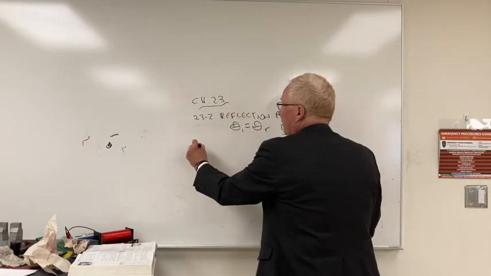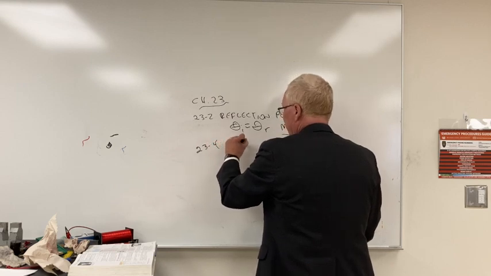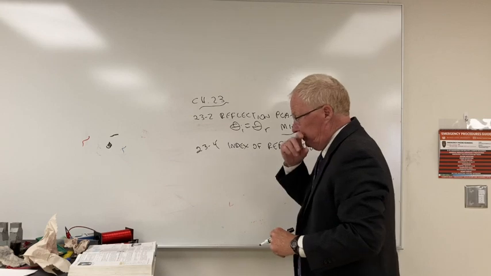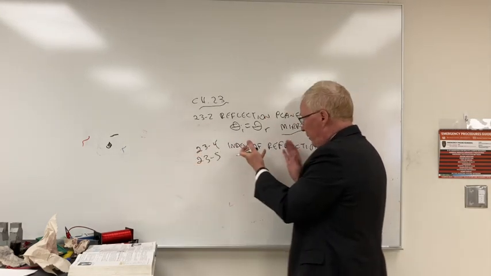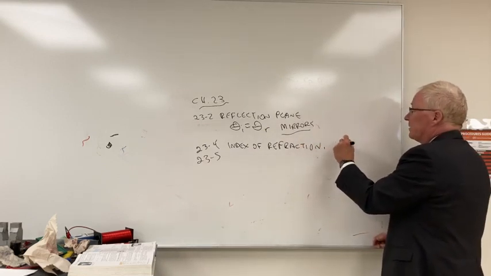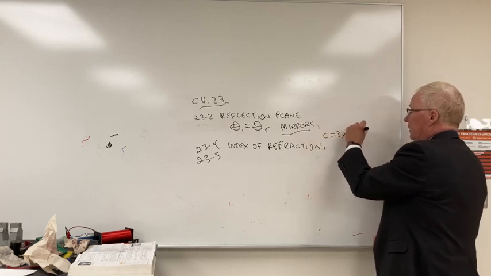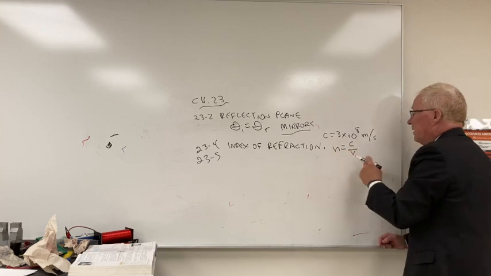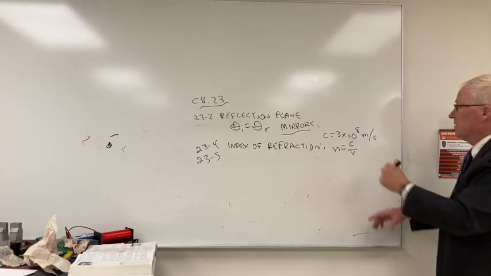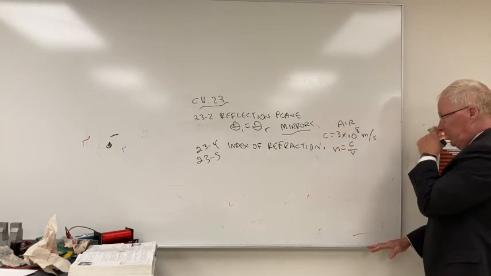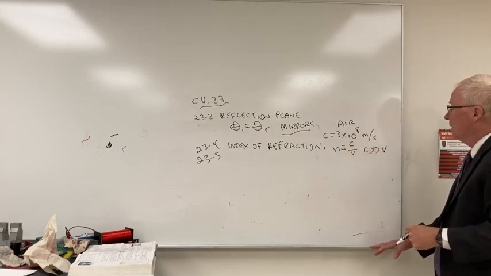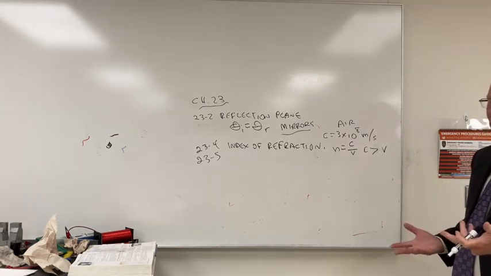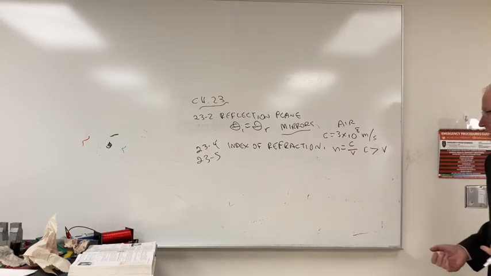Okay, 23.4 and 23.5 will be index of refraction. Basically, what do we mean by index of refraction? Again, the speed of light is 3 times 10 to the 8th meters per second, and n is given by c over v, the speed in the medium. So this is the speed in air, and c is always greater than v, though not a lot greater. So n is always greater than or equal to 1.